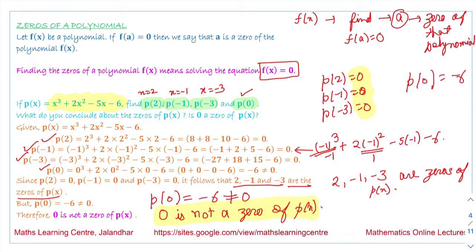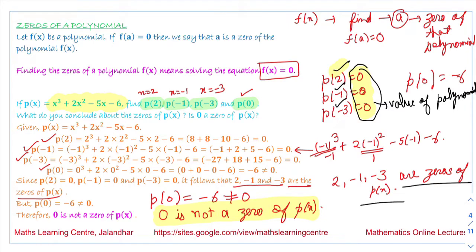So when we are talking about zeros of a polynomial, we are talking about those values of x for which the polynomial is equal to 0. So we are saying we substitute these values 2, minus 1 and minus 3 and we find that the value of the polynomial is 0. So the value of polynomial is 0 for these values. So these are zeros of px. Whereas for 0, when we substitute x is equal to 0, we are not getting the value of polynomial as 0. So 0 is not a zero of px.